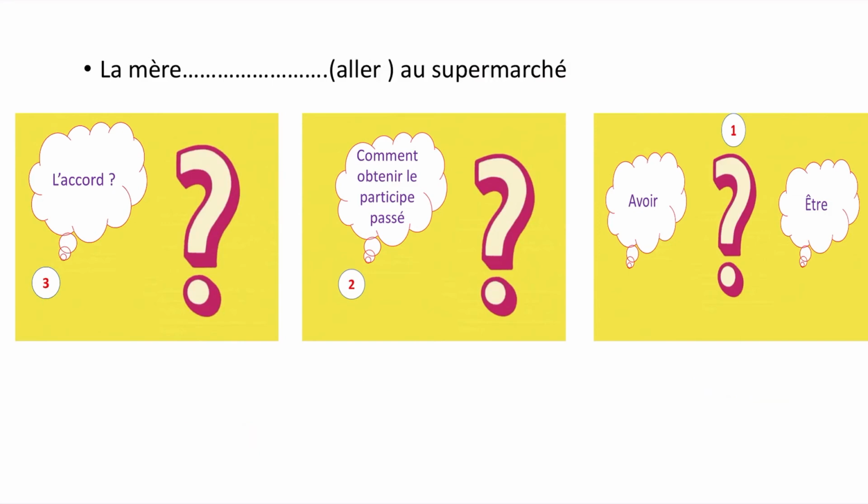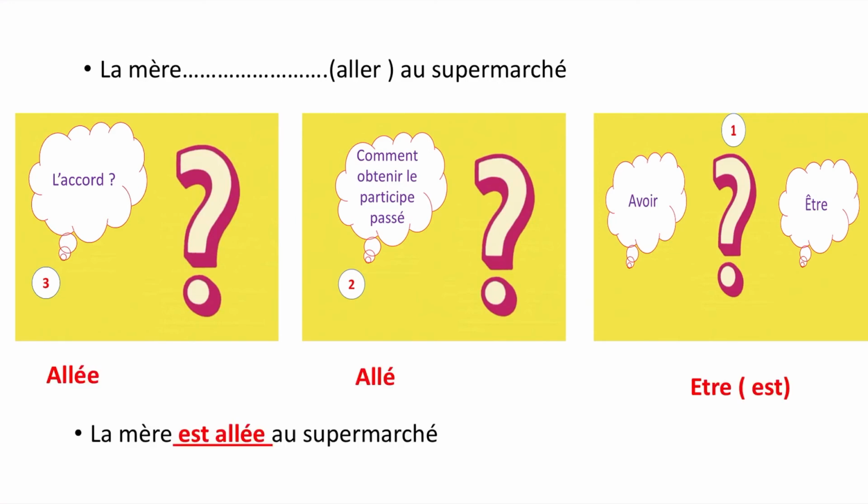Another example. La mère allait au supermarché. I want you to conjugate the verb aller in passé composé. So, is aller with être or with avoir? Stop the video and check the list of the house of être to answer the first question. Check the tables for how to get the past participle of any verb ending by er. And the last question, ask yourself about l'accord. You will find that aller takes être.